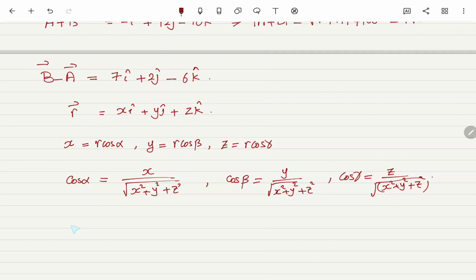And also the unit vector r hat, or sometimes r naught, equal to the position vector r divided by the magnitude of r, which equals x i hat plus y j hat plus z k hat divided by square root of x square plus y square plus z square.